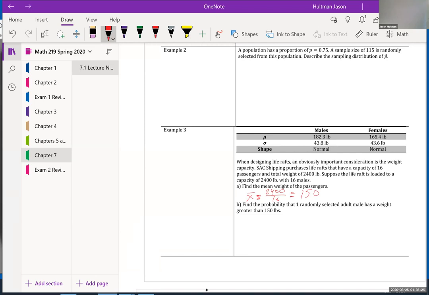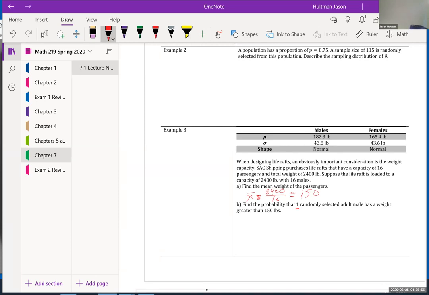Okay. Now it says find the probability that one randomly selected adult male has a weight greater than 150 pounds. So the mean weight of the passengers is 150. Find the probability that one, so this is just one randomly selected adult male has a weight greater than 150. So this is just one.